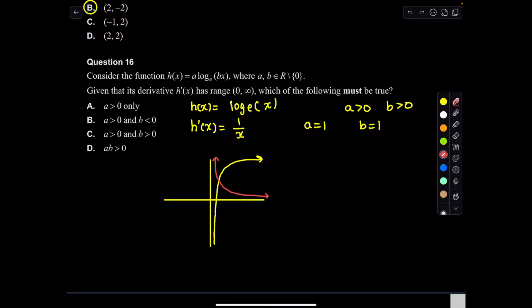Beautiful. Can you see how this fits perfectly in our conditions? When a and b are positive numbers like 1 and 1, can you see how our h dash of x in this case actually has the range from 0 to infinity? Do you see that? It's perfect. So it's true that a and b can be greater than 0. So that condition's actually met.